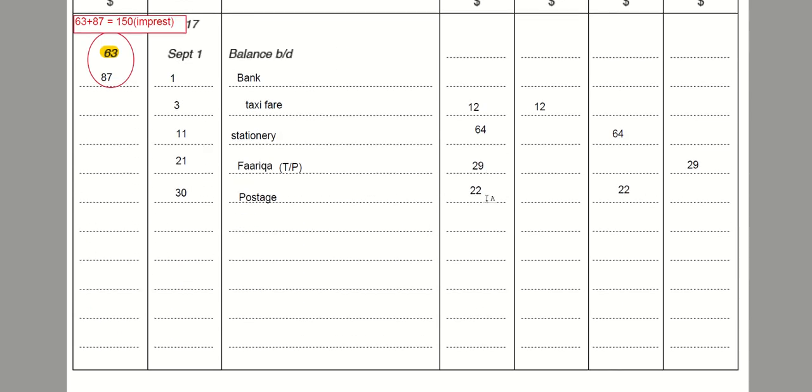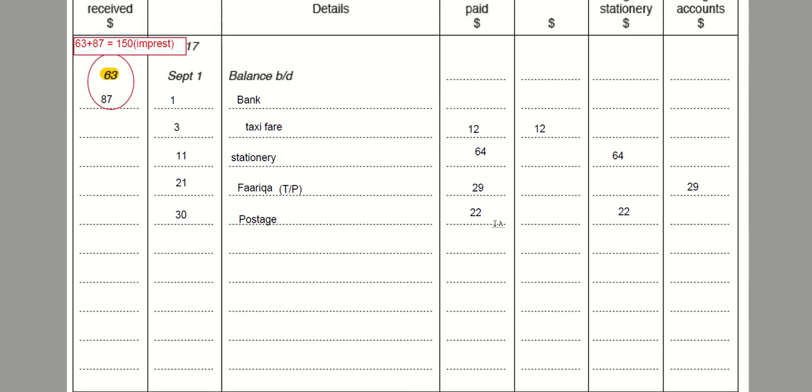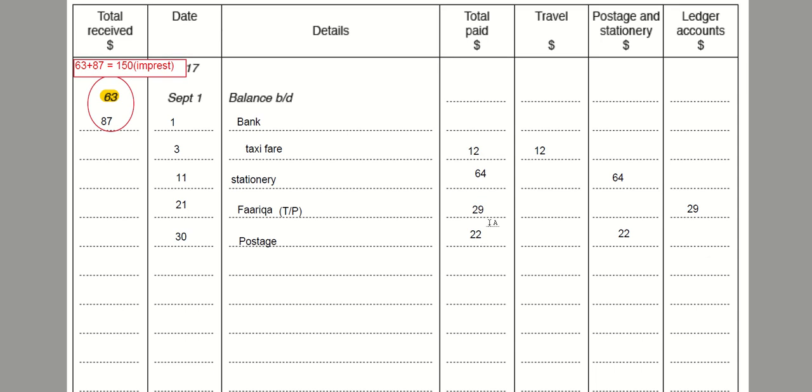For petty cash book, we will total the columns first. So let's do the total of all the columns one by one. So total paid column so far is adding up to 127. So basically this is the total amount spent. Now let's total the other columns. Travel is 12, 86 is the postage and stationery, and 29 is the ledger accounts. You can double check it by adding across also. 12 plus 86 plus 29 should also be 127.